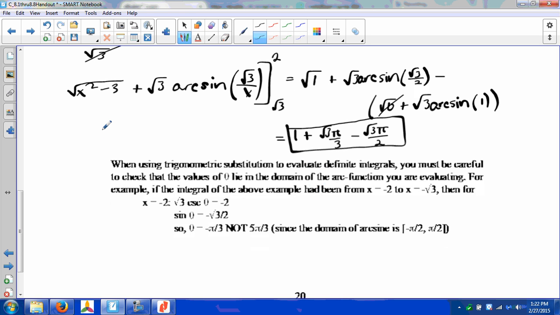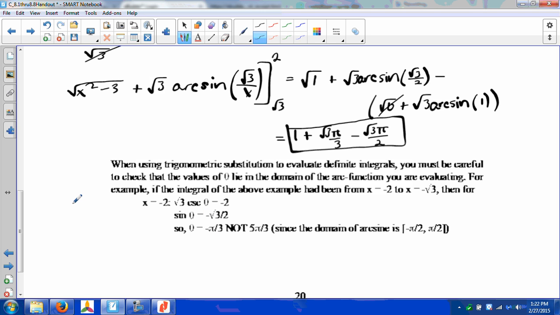Okay, when using trigonometric substitution to evaluate definite integrals, you must be careful to check that the values of theta lie in the domain of the arc function you are evaluating. For example, if the integral above had been from negative 2 to negative root 3, then sine of theta is negative root 3, which is not 5 pi over 3.